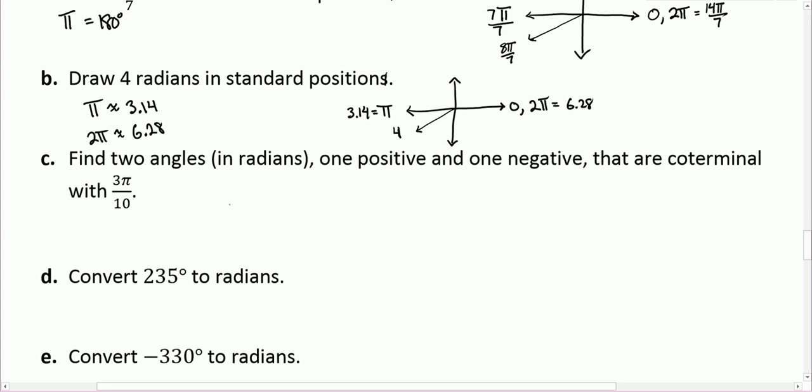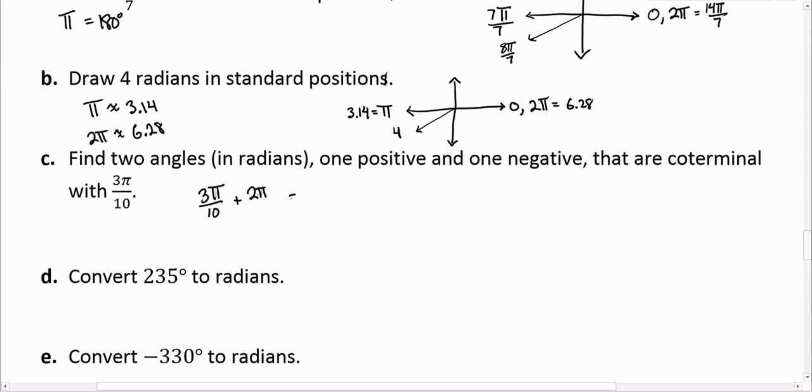When we were working with degrees, we would add or subtract 360 degrees because 360 degrees is a full circle. Same idea here, but in radians, 2 pi is a full circle. So I'm going to add and subtract 2 pi. So 3 pi over 10 plus 2 pi.